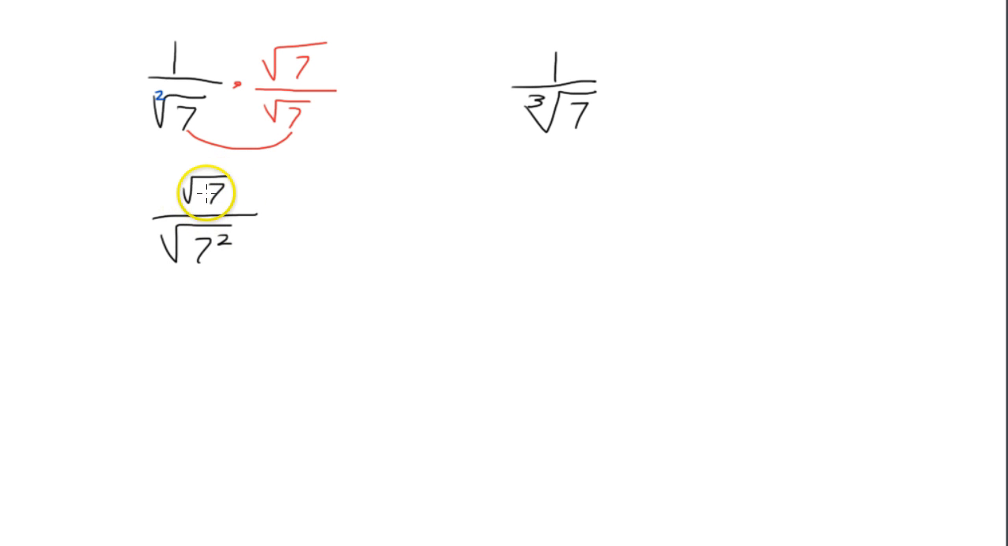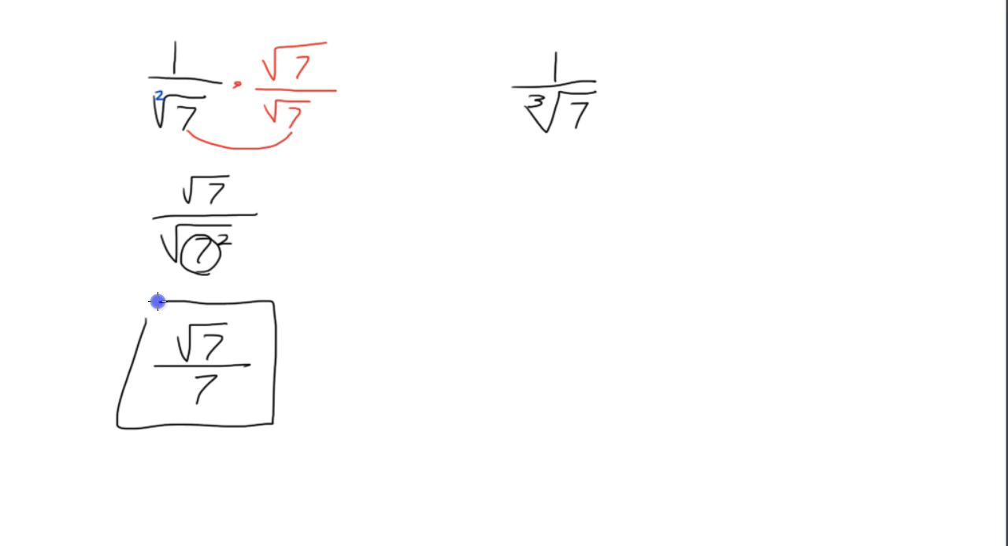Okay, so we can't simplify the numerator at all, but that's okay. We don't need to. We have the square root of 7. We just want to get rid of the radical in the denominator. Well, the square root of something squared is just that something. That's 7. So that's our answer, or our rationalized denominator in the first one.